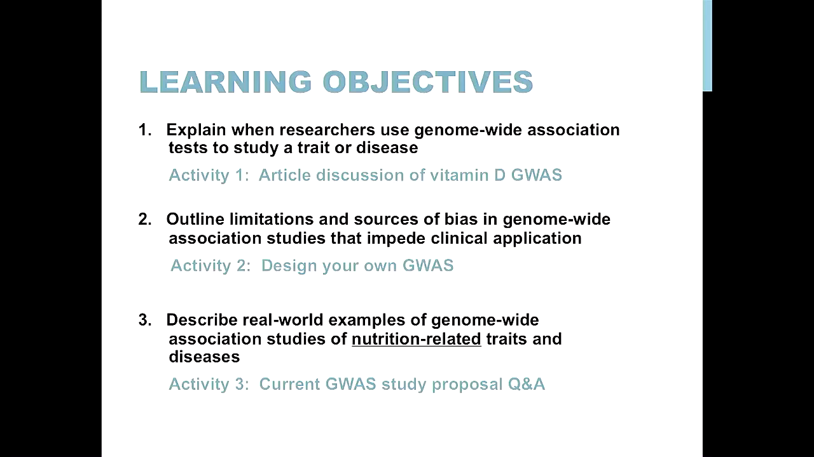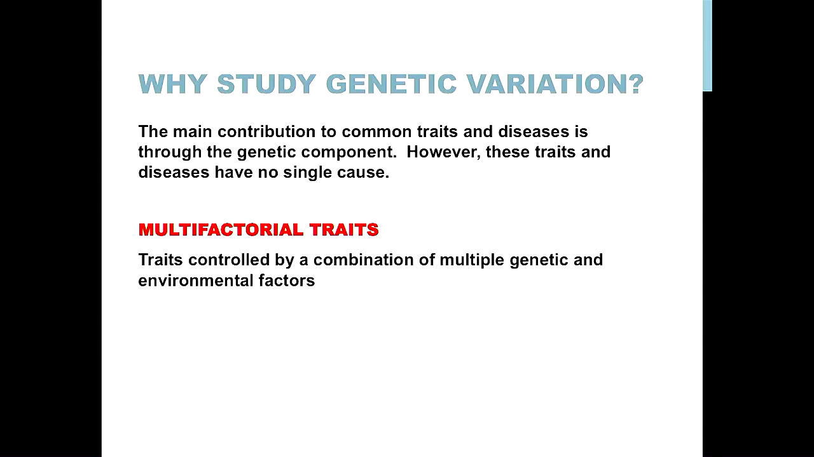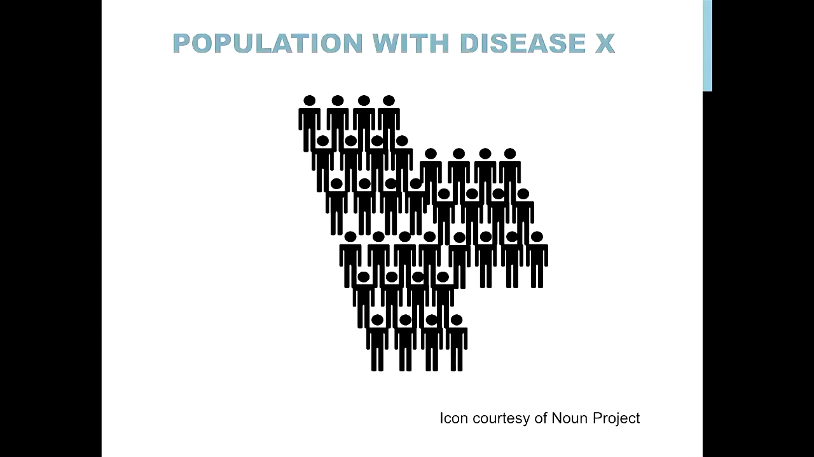Awesome. Okay, so why study genetic variation? The main contribution to common traits and diseases is often through the genetic component. However, these traits and diseases have no single cause. And so I want to lay out one of the very important definitions, which is multifactorial traits. These traits are controlled by a combination of multiple genetic and environmental factors. I know this may seem really obvious, but I'm just going to go through a simple schematic that I hope can really solidify this for all of you.